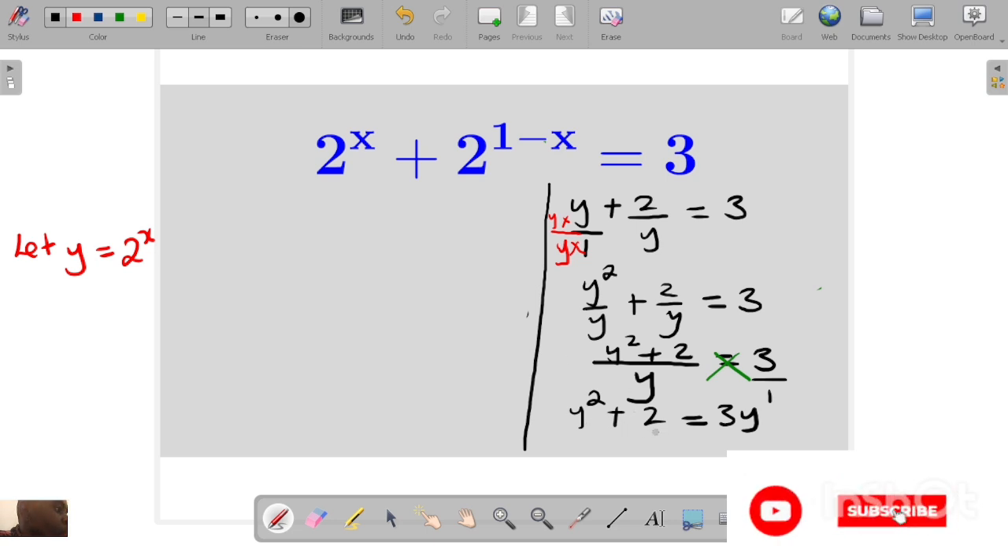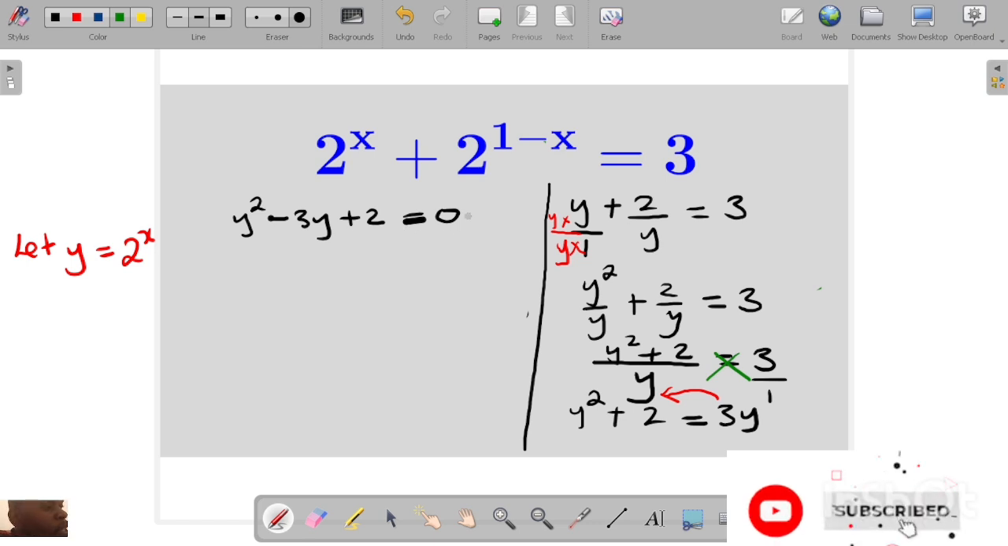So solving this, taking 3y to the right, we are going to have y squared minus 3y plus 2 is equal to 0. Okay, now when you look at this, this is a quadratic equation, so we need to solve this quadratic equation.